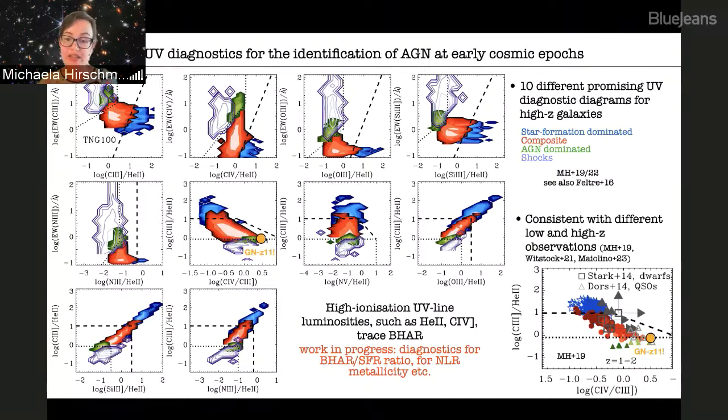And in this respect, we are also working on further novel UV diagnostics for HEN properties, like their black hole accretion rates, their black hole accretion to star formation rate ratios, narrow line region properties like metallicities, ionization parameter, and so on. And so with that, I'm concluding.